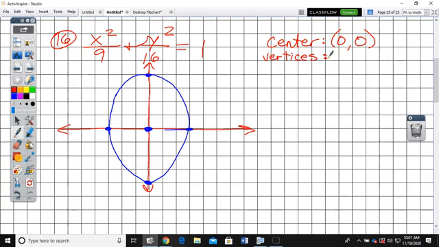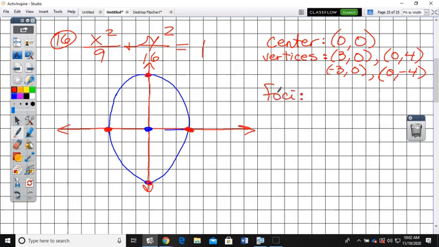And again, it's just a matter of naming your points. So what is this point right here? 0, 3. Try again. 3, 0. And what is this point right here? Negative 3, 0. And this point up here, 0, 4. And this point down here is 0, negative 4. Okay?